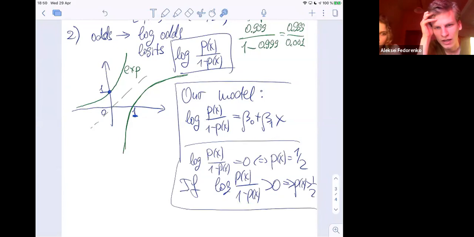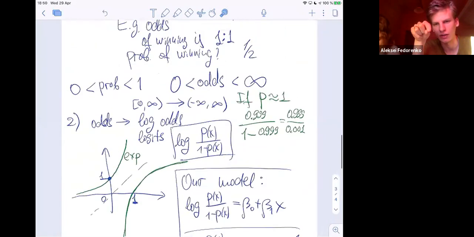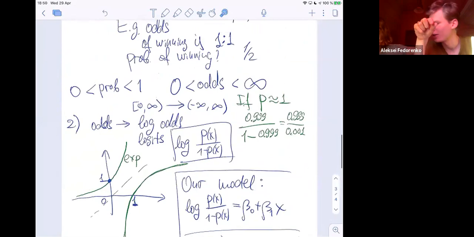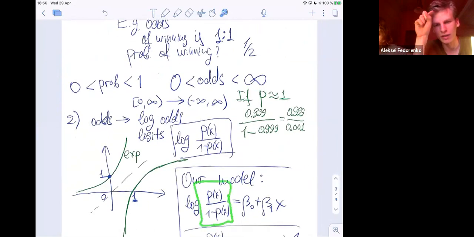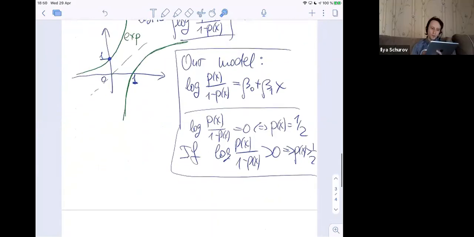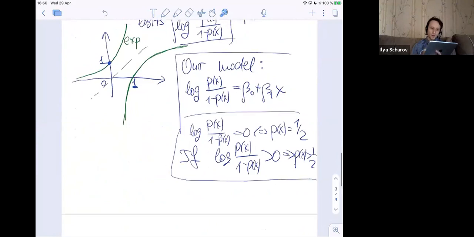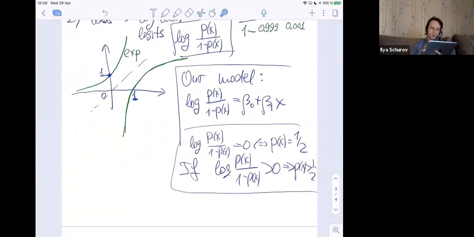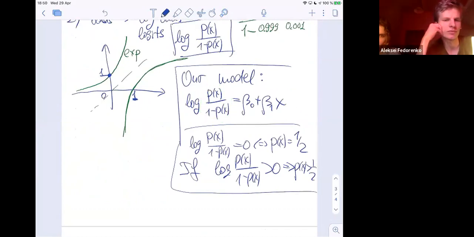Excuse me. Yes. And maybe it would be useful to look at the curve of this probability of x divided by 1 minus probability of x. I will draw a graph. So you want to draw the graph of this function? Yes, to get a better idea of how this works.